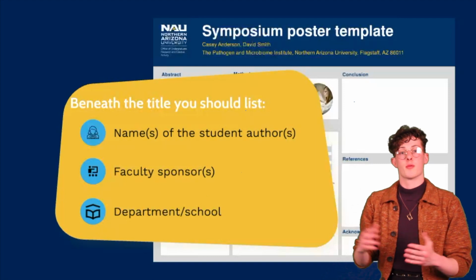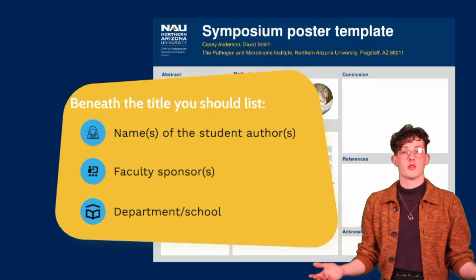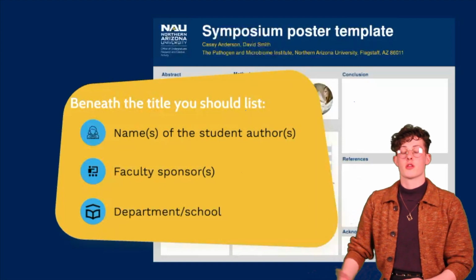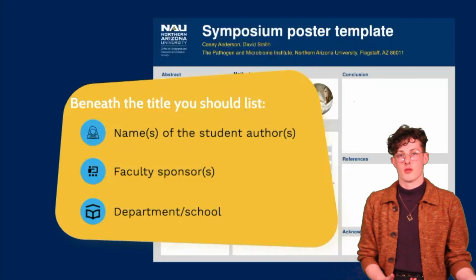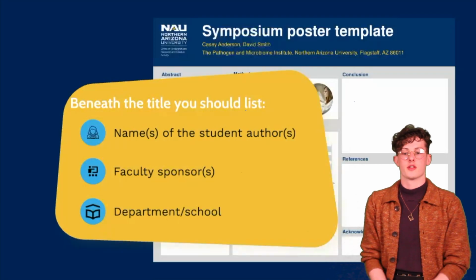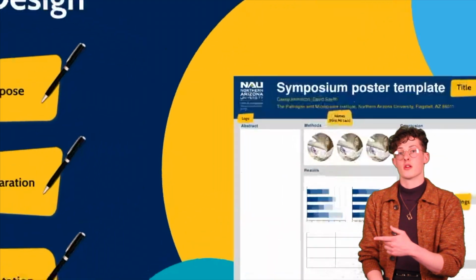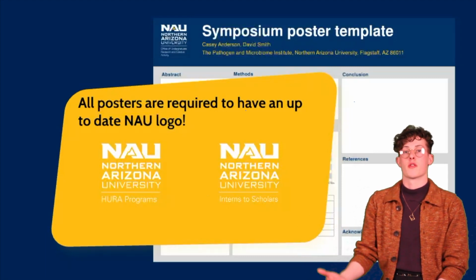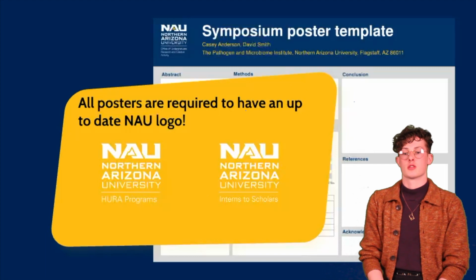Just below that, you'll put the department that you're working under, as well as university. For a symposium, that'll look like any of the colleges that you're working with, or departments, and then the NAU, Northern Arizona University. Just to the left will be the logo, and you want to use an up-to-date NAU logo. You can find those either on our website, or we'll put another link at the bottom of this video for you to access those really easily.